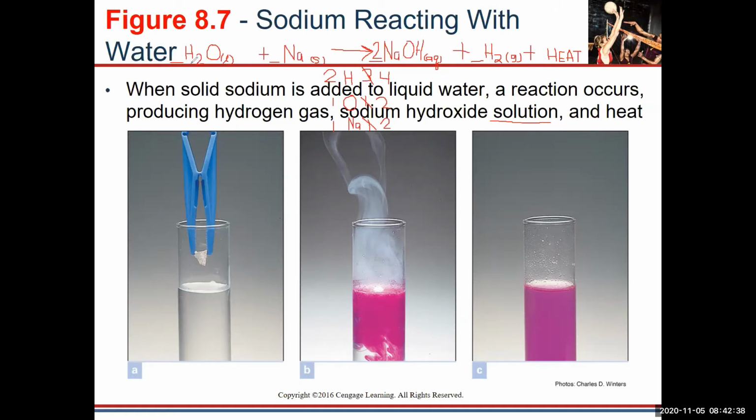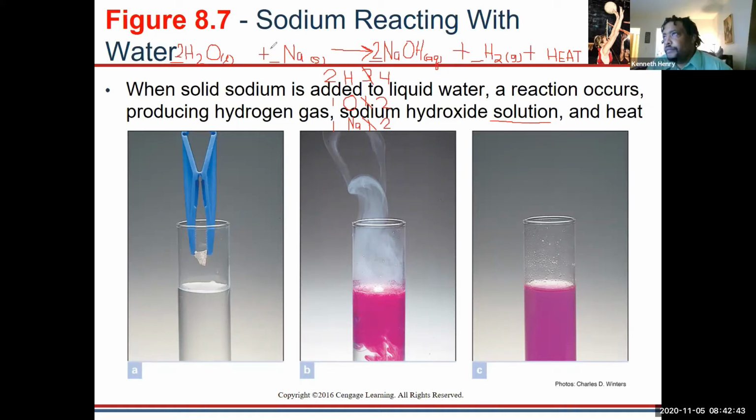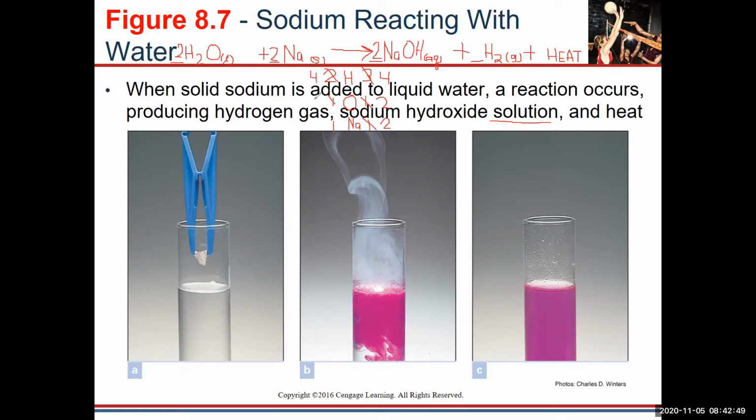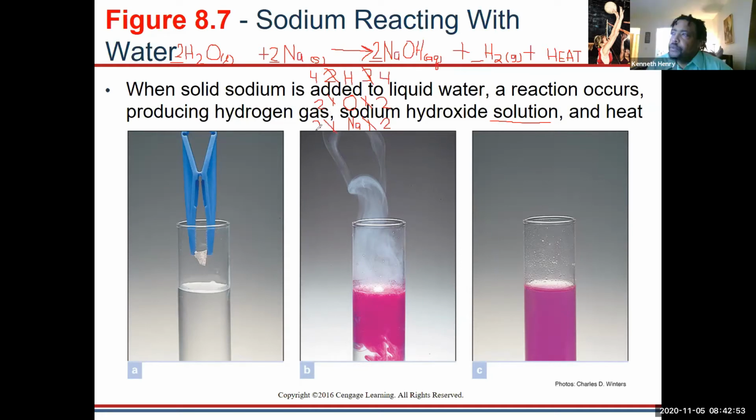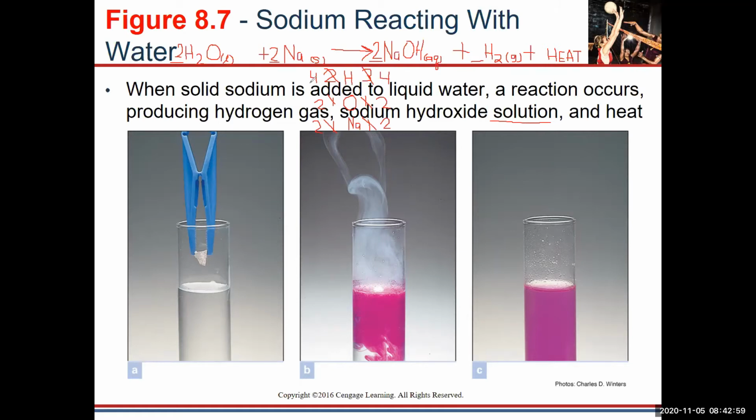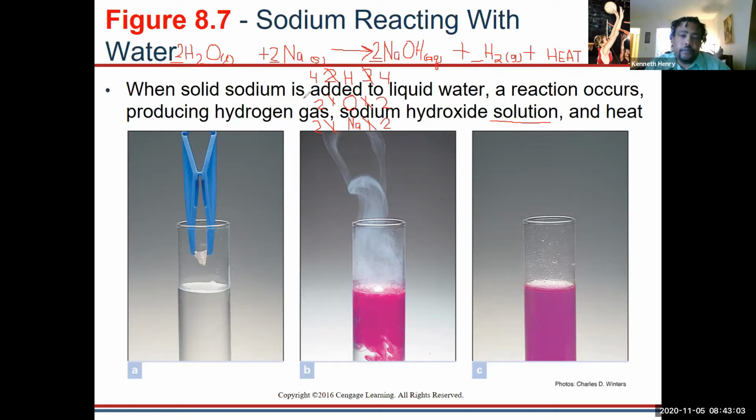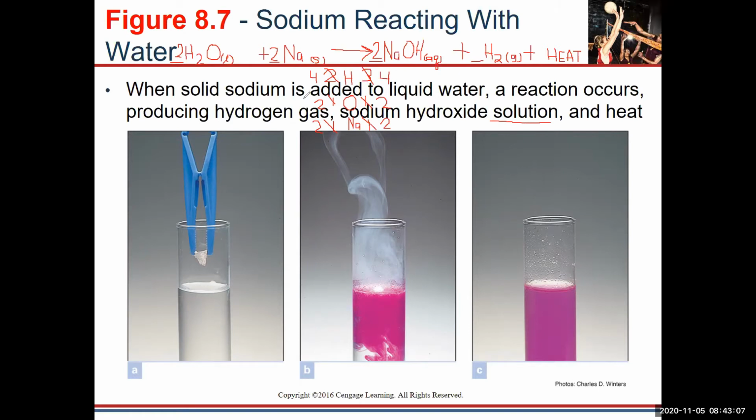Put a 2 in front of the water and the sodium. Okay, so then that would give me 4, 2, and 2. So is what I put in the same thing I got out? Yes. Okay, so then that would be a balanced equation. Pretty simple.